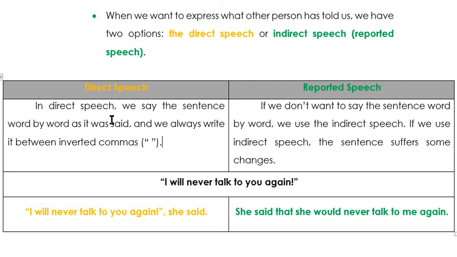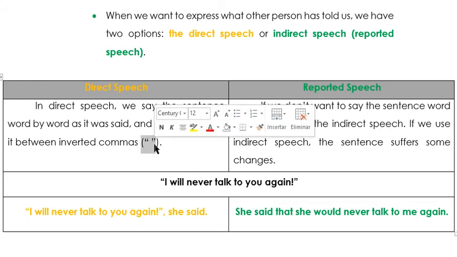Este es más fácil. In direct speech, we say the sentence word by word as it was said, and we always write it between inverted commas. Bueno, cuando utilizamos el direct speech, nosotros decimos literalmente la oración que nos dijo la otra persona, palabra por palabra, ¿sí? Y siempre la vamos a escribir entre inverted commas o comillas, ¿ok?